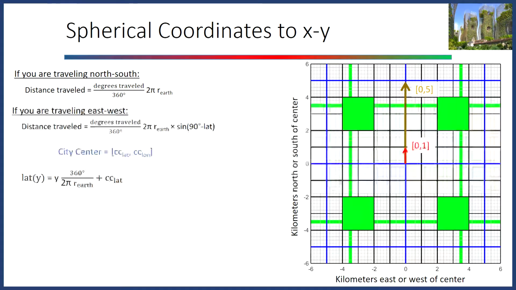Alright, next, let's think about traveling east or west. Let's start at the city center and travel 1 kilometer east. Now, using our east-west equation, we can write that 1 kilometer equals our new longitude minus the city center longitude divided by 360 degrees times 2 pi times the radius of the Earth times the sine of 90 degrees minus the city center latitude, which is of course the latitude that we're traveling in.